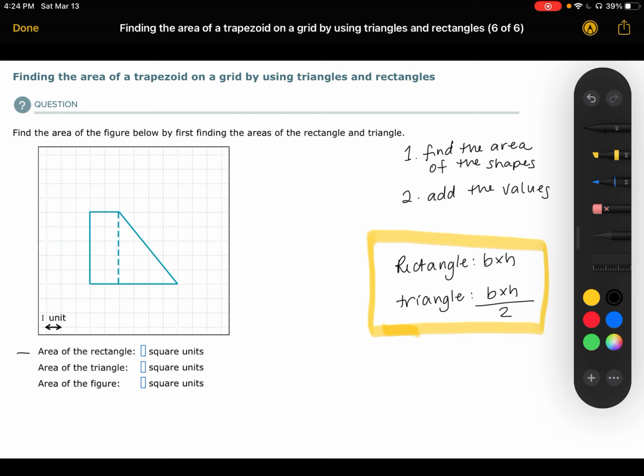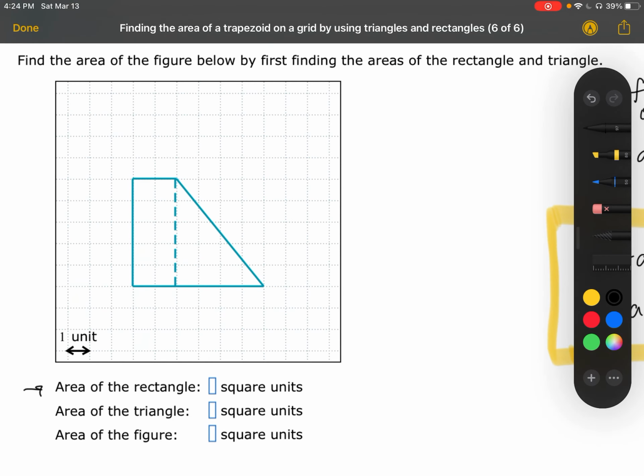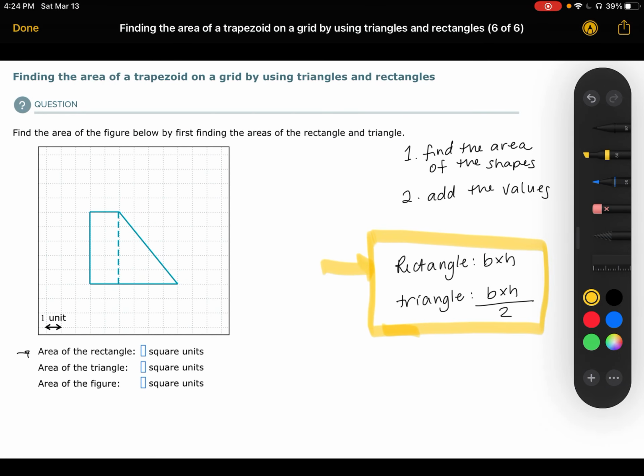The first thing it tells you is to find the area of the rectangle. With this one, yes, you can just count it. But I'm not going to show you how to do that. I'm going to do it the other way, so you're prepared for when you actually do this. So, again, base times height. Base is 2, and my height is 1, 2, 3, 4, 5. So 5 times 2 is 10. So the area of the rectangle is 10.